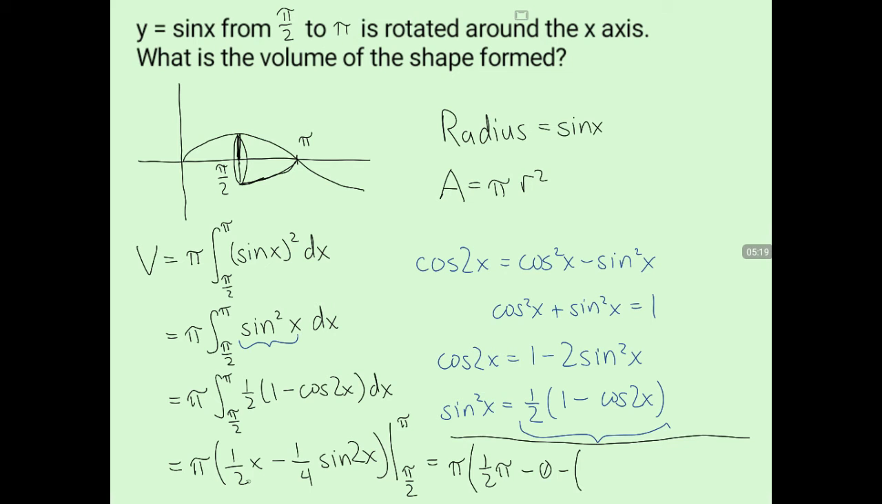So 1/2 of pi over 2 is pi over 4, minus 1/4 of sine 2 times pi over 2, which is 1/4 sine pi. What we know from trig is that sine pi is also 0, so that's just going to be 0. Now we can simplify this. 1/2 pi minus pi over 4 is just going to be pi over 4. And then if we multiply by the other pi, we get pi squared over 4. And that is the volume of the shape formed.